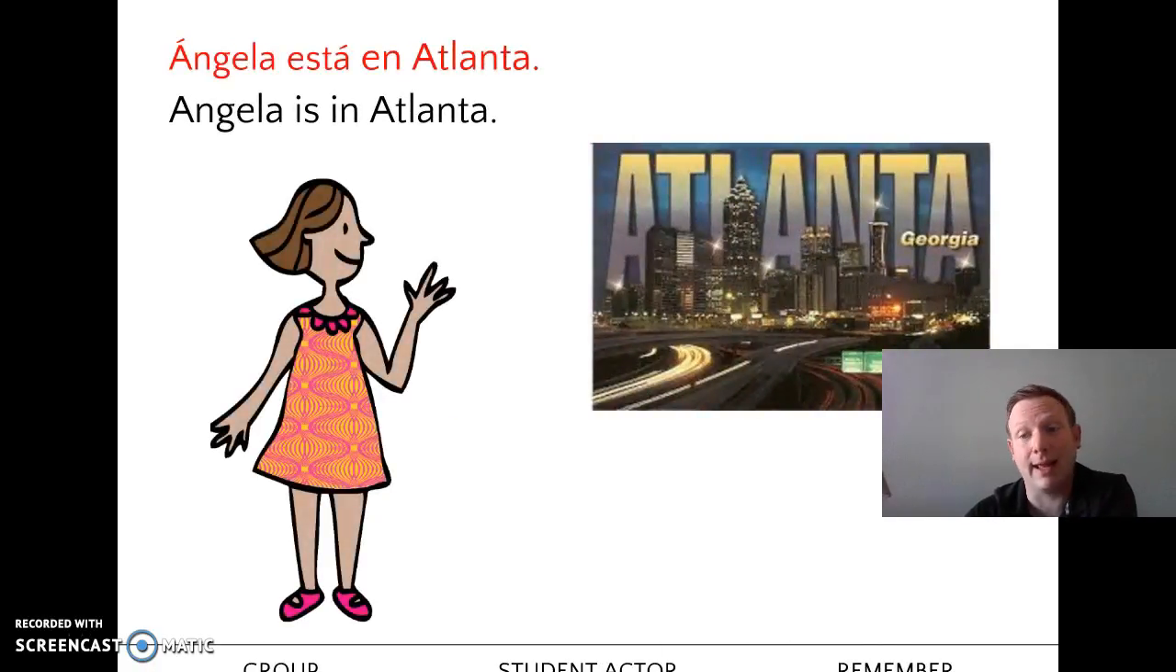Ángela está en Atlanta. Ángela no está en California. No. Ángela no está en Boston. ¿Quién está en California? Sí, es Eduardo. Eduardo está en California. ¿Y quién está en Boston? Sí, es Cristóbal. Cristóbal está en Boston. ¿Y dónde está Ángela?